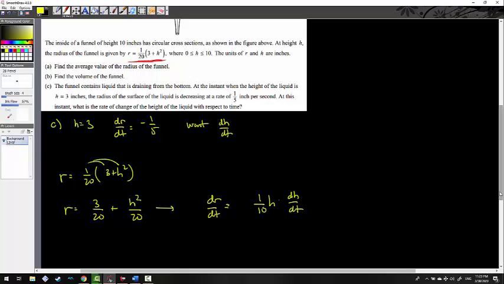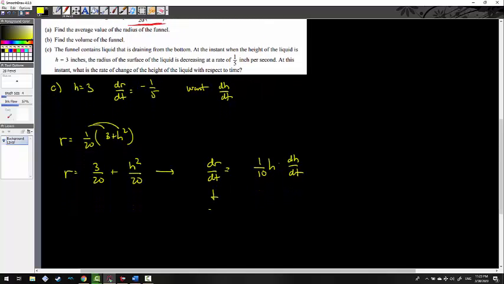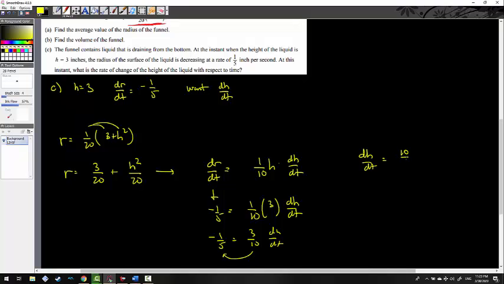Well, what do we know? We know that dr/dt is negative 1/5. We know that the 1/10 is going to be there, and we know that 3 is the height at the time in question. And dh/dt is the thing we're going to solve for. So what I get is negative 1/5 equals 3/10 dh/dt. I'm going to kick that over, so I get dh/dt equaling 10/3 times negative 1/5. Those guys will cancel, giving me dh/dt equaling negative 2/3.